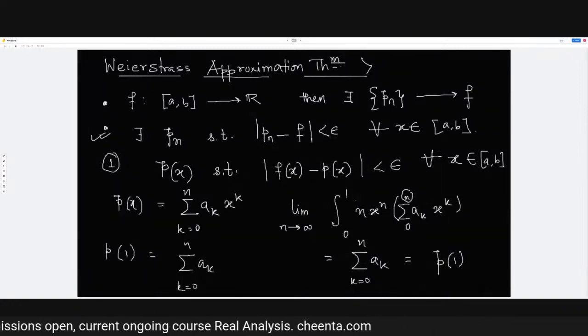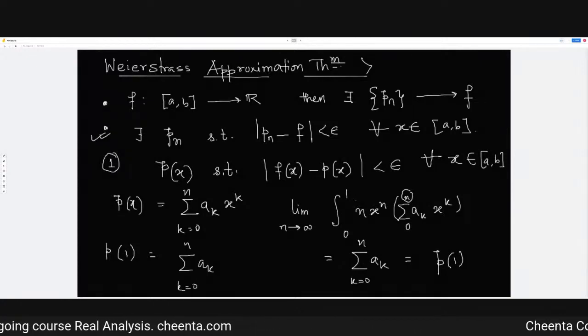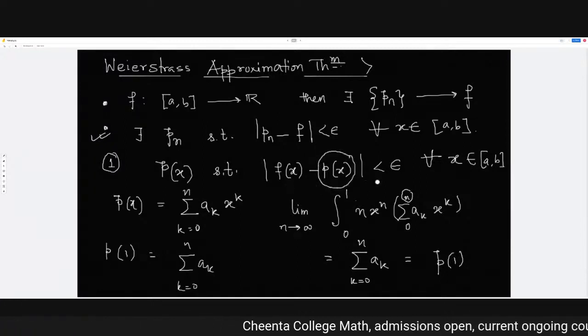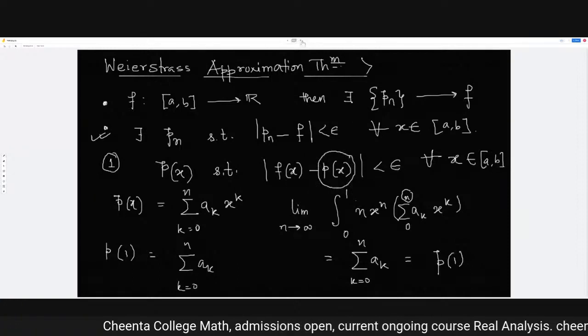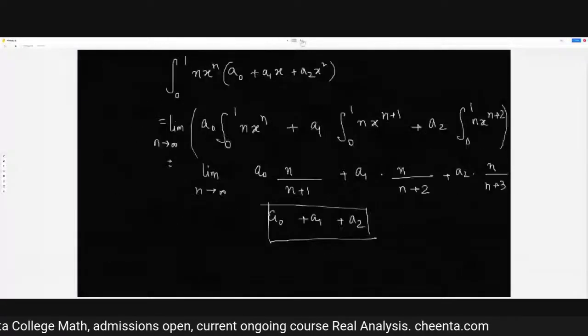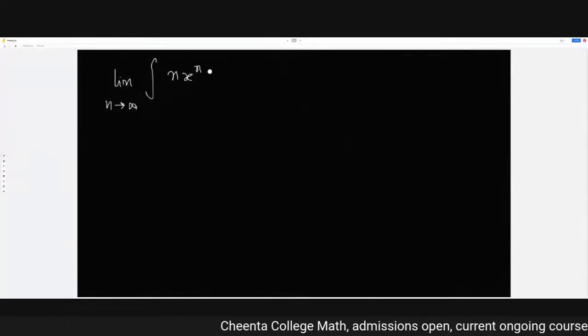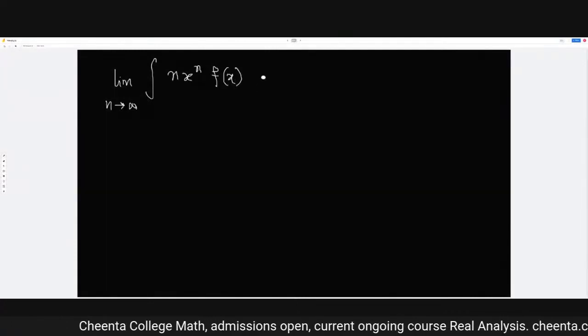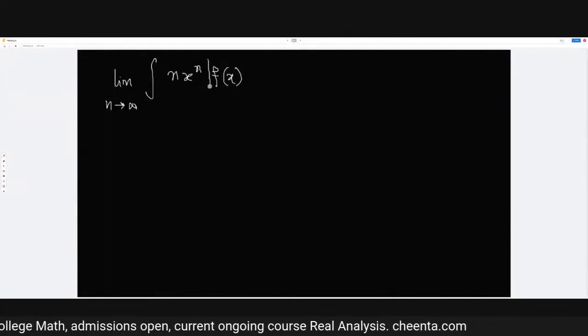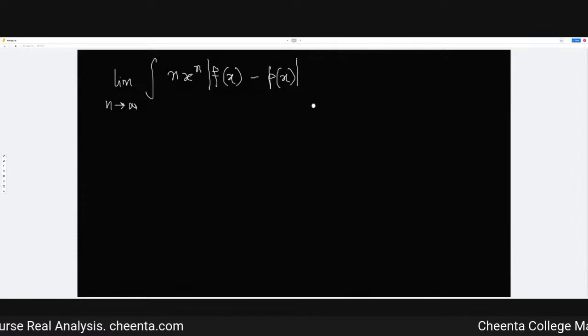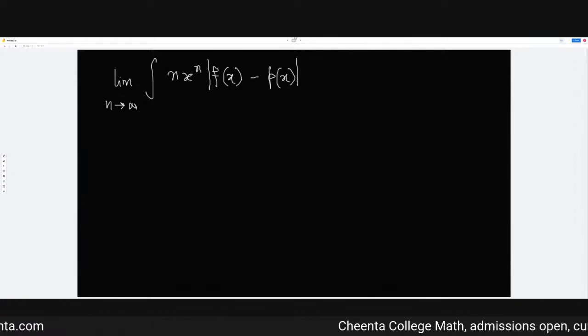By the Weierstrass approximation theorem, what have we actually taken? We have taken a polynomial p such that the modulus of f of x minus p of x is less than epsilon. So then what happens to these two integrals? The limit as n tends to infinity of n x to the power n times f of x minus p of x is also less than epsilon.